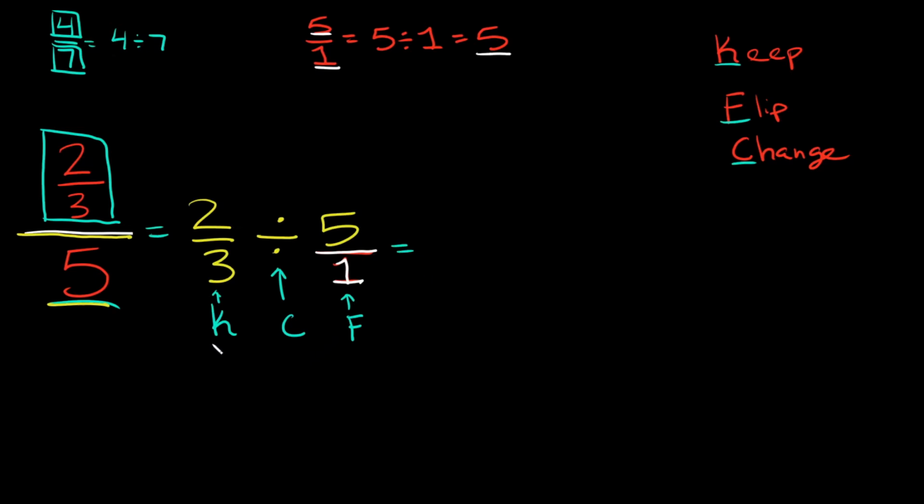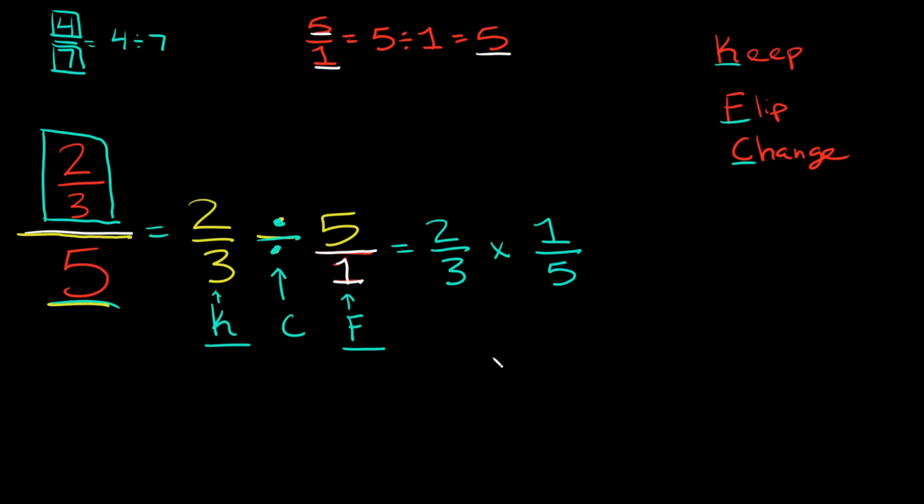So this is going to equal, remember, we're going to keep the first one, so 2/3 stays as 2/3. Then we're going to flip the second one, so 5/1 becomes 1/5. And then lastly, this division sign right here, we're going to change that into a multiplication sign. Okay, so now we're just left with 2/3 times 1/5.